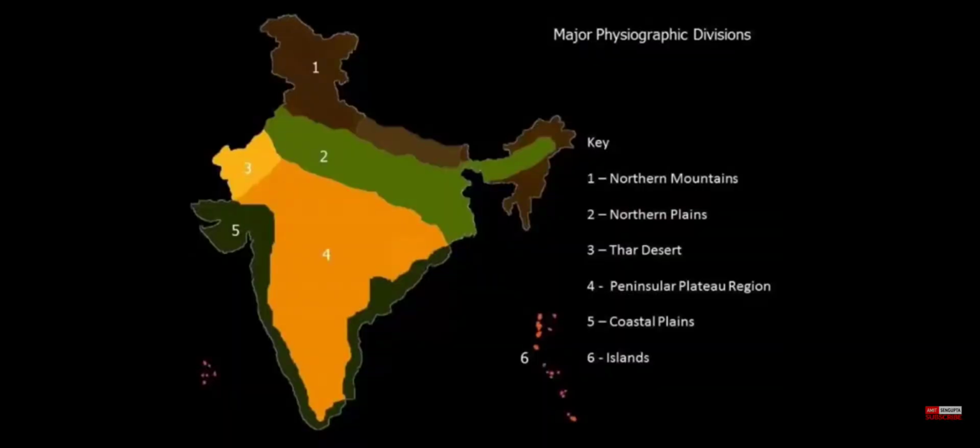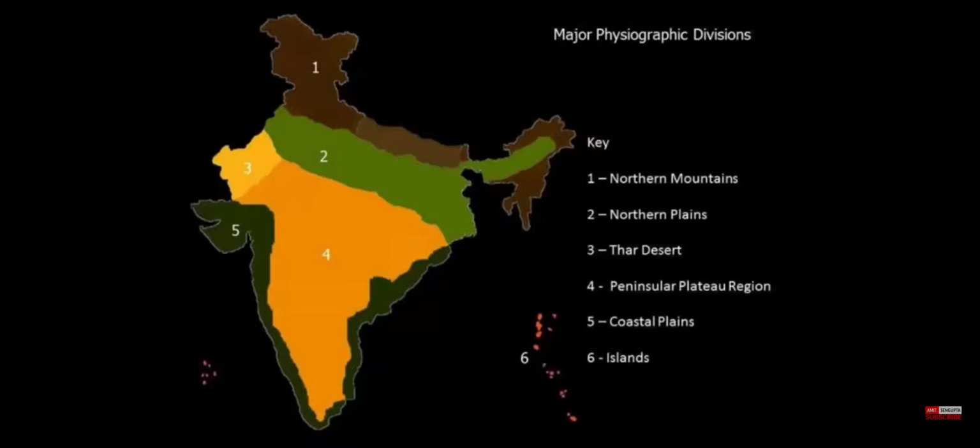So if you look at this map, on top we have the northern mountains, and then slowly we have the northern plains, and then on the west side we have the desert, that is Rajasthan, which is also called the Thar Desert. In the middle, in that fourth category where the orangish area is, that's the Peninsula Plateau. So most of the plateaus and ranges are here.